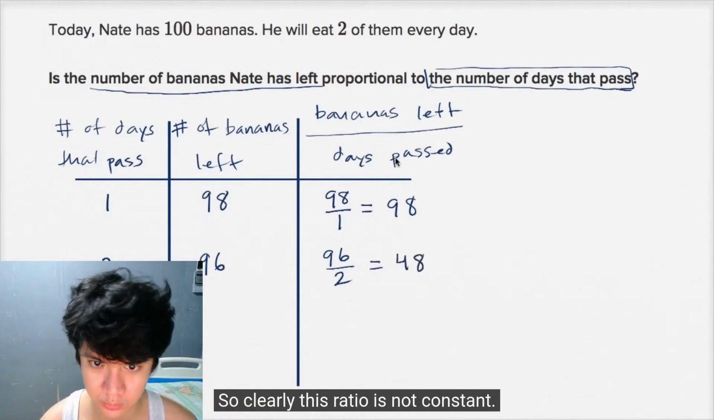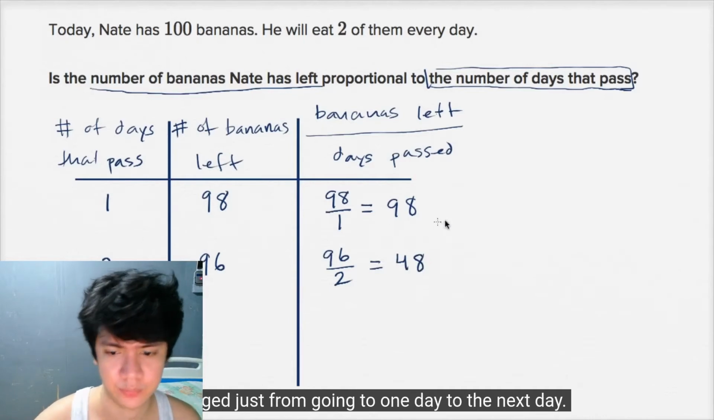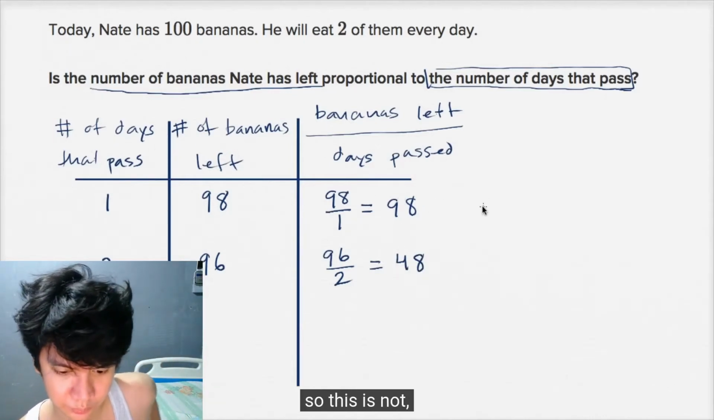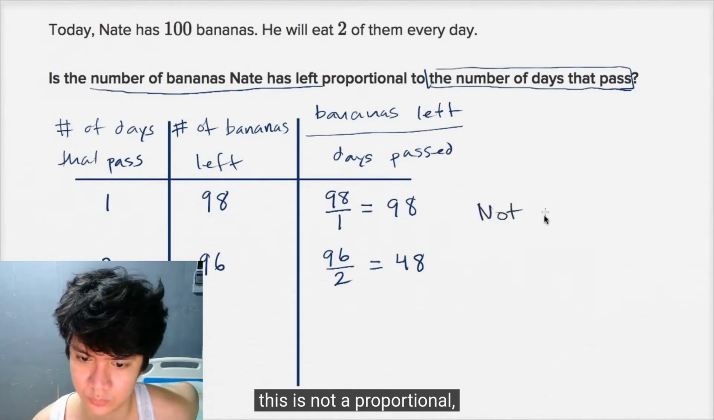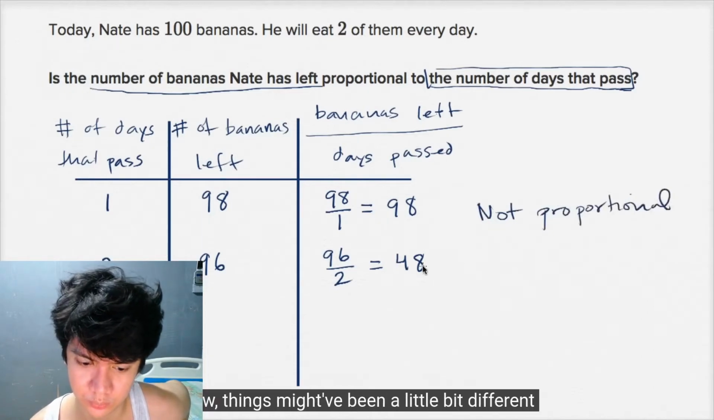So clearly this ratio is not constant. It changed just from going from 1 day to the next day. So we don't have a constant ratio of bananas left to days passed. So this is not a proportional relationship.